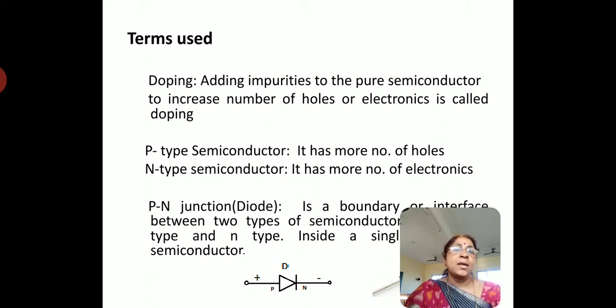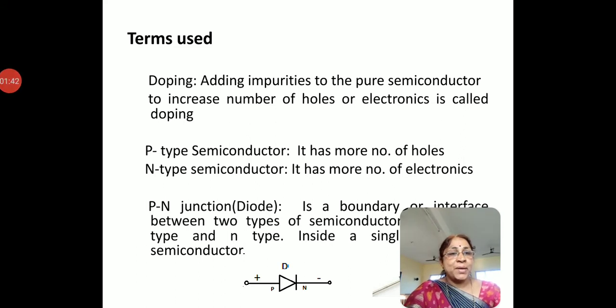Doping. Adding impurity to the pure semiconductor to increase the number of holes or electrons is called doping. A pure semiconductor gives a little less current than the impurity added semiconductors, so it is helpful to add impurities.